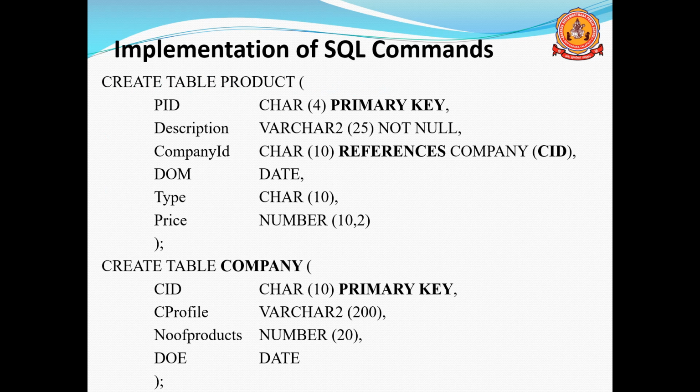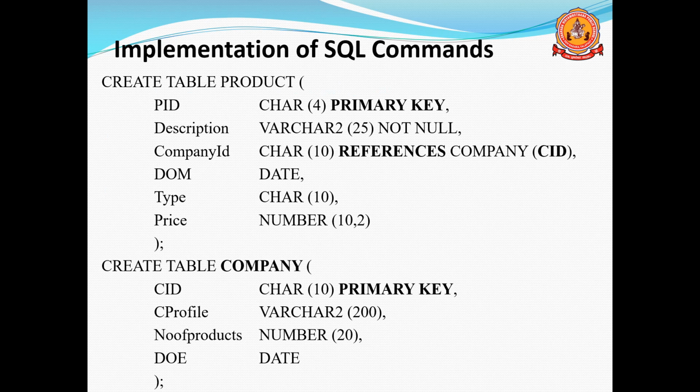Here you can see the example. Two examples are given here. One is create table product. First one is PID. PID is character of 4 and is given as primary key.